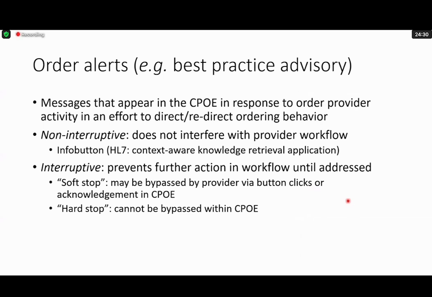These are messages that appear in the CPOE in response to an order provider's behavior and are designed to direct or redirect that behavior. They come in several flavors, and the first way to split them up is into non-interruptive and interruptive. Non-interruptive are the ones that show up but don't get in the way of the provider. They can be completely ignored. They're on the screen somewhere, and the provider can see them, can read them, but doesn't have to do anything to continue with their workflow. And those are easy to build.